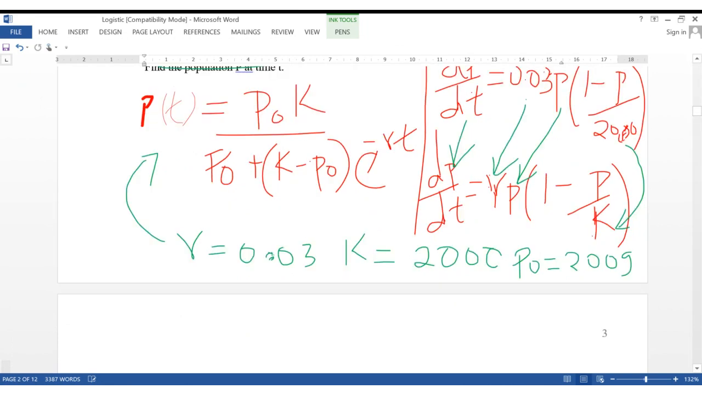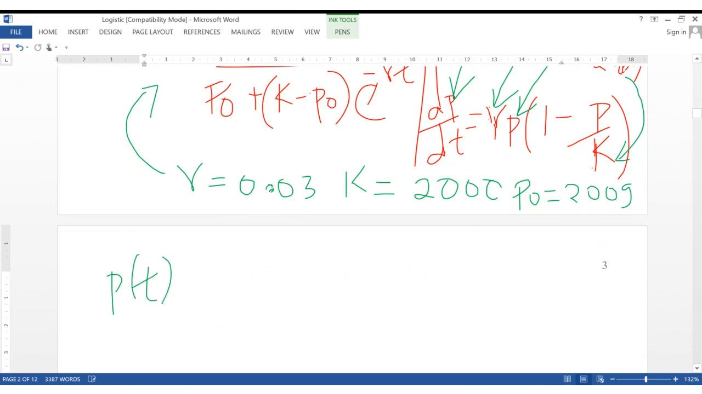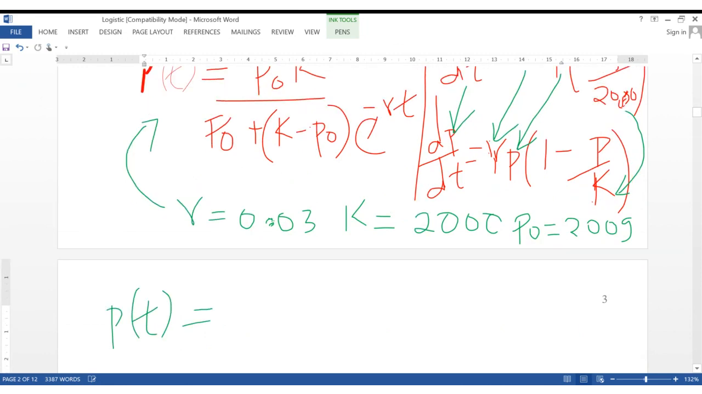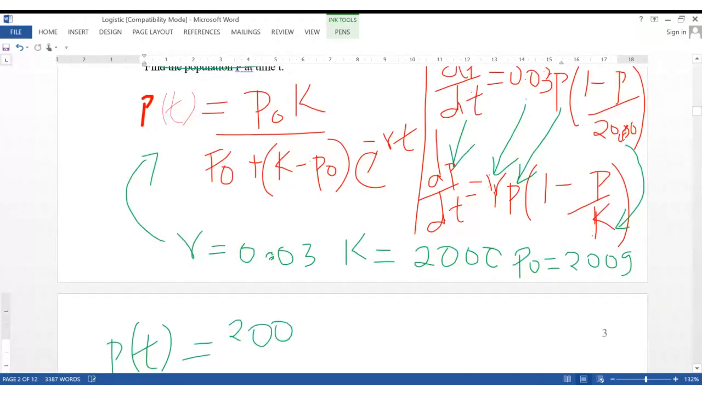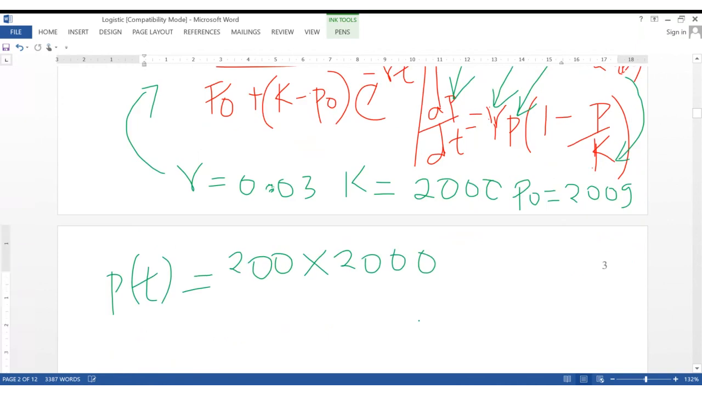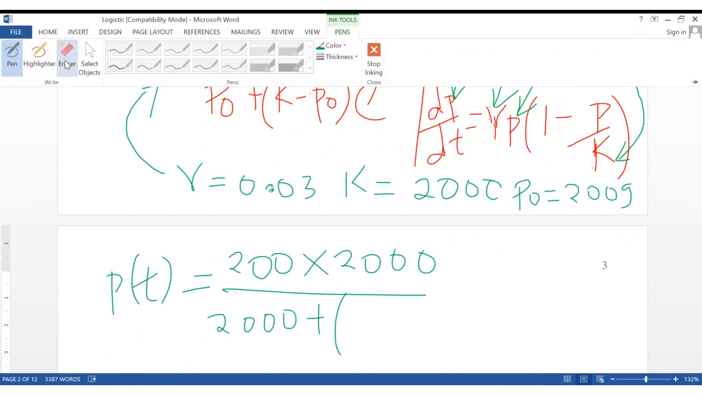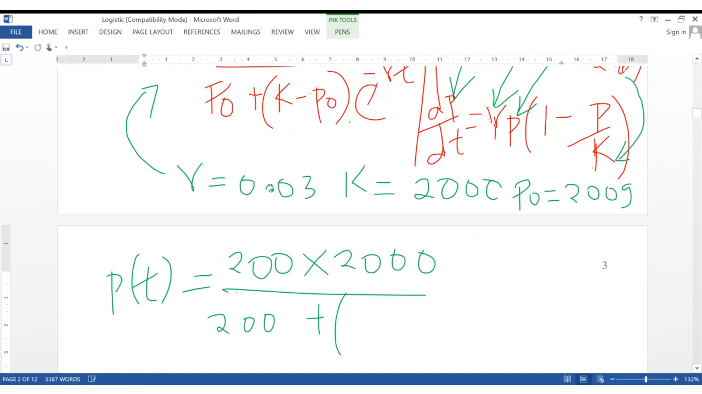P(t) now will be given by, so the values that are there. P naught is known, so P naught is 200, and then times our K, we have gotten it as 2000. And then our P naught again is known, which is 200, sorry. Our K is known, which is 2000, and then minus 200. The whole of this we multiply by exponential negative. Our r is known, 0.03, and our t is unknown because they are telling us at any particular time.